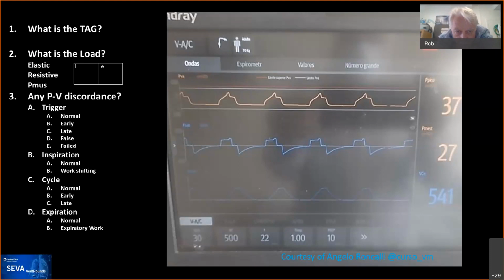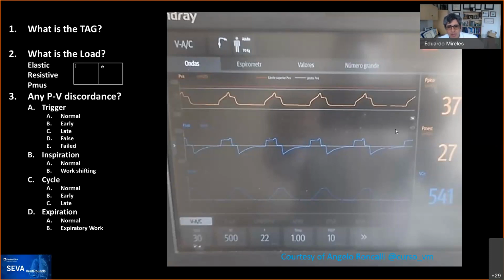All right, 3, 2, 1. Alrighty, let me share the poll. So what does it show? Now in this one, the group had a strong feeling that this was volume controlled CMV, fabulous. In terms of the load, the group was more inclined towards elastic, with perhaps some thinking that there was PMOS, some of us thinking that there was resistive load.